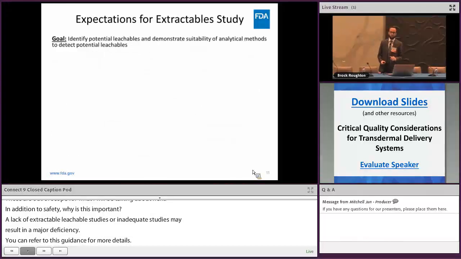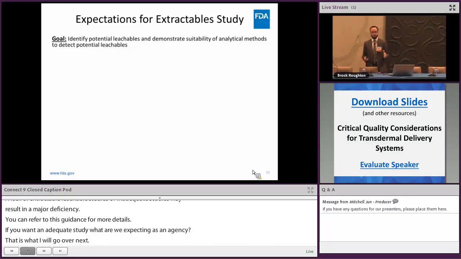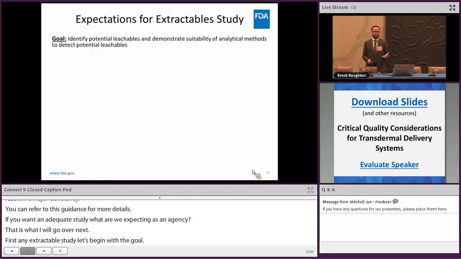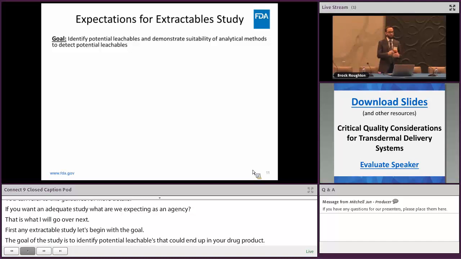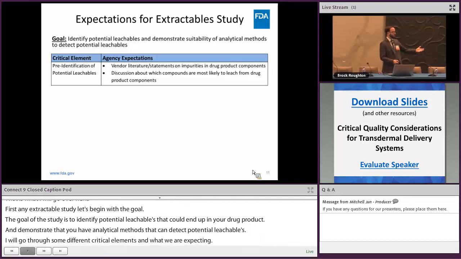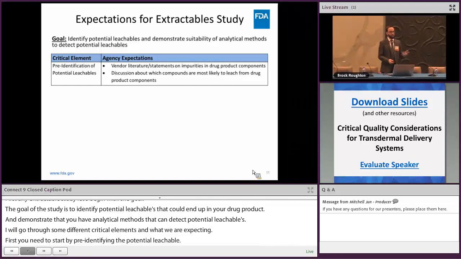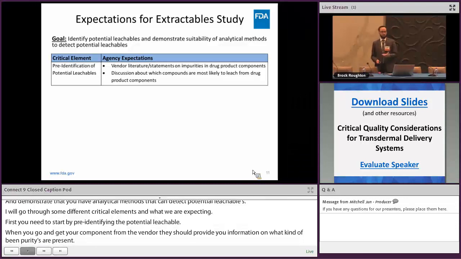First, in the extractable study, let's begin with the goal. The goal of this study is to identify potential leachables that could end up in your drug product, and then demonstrate that you have analytical methods that can detect these potential leachables. I'm going to go through some different critical elements and what we're expecting. First, you need to start by pre-identifying the potential leachables. When you get your component from the vendor, they should provide you information on what kind of impurities are present in this material. Then, based upon that information, you can analyze which of these impurities are most likely to leach into your drug product.